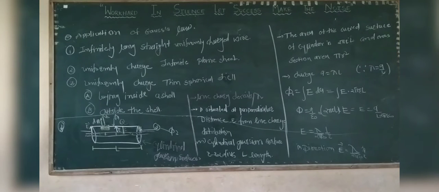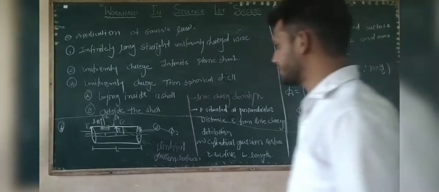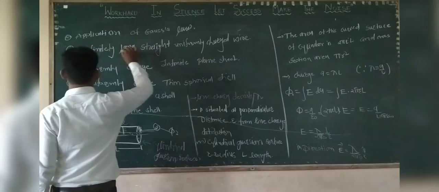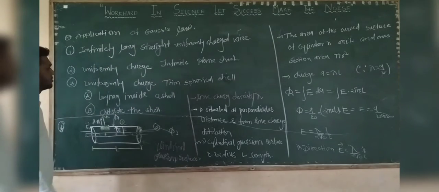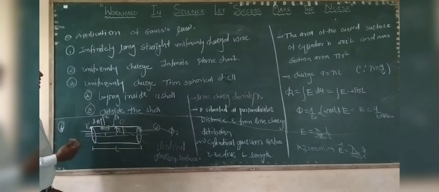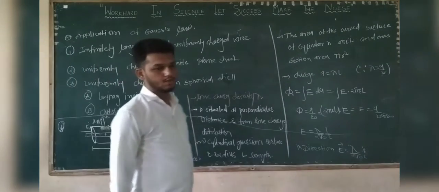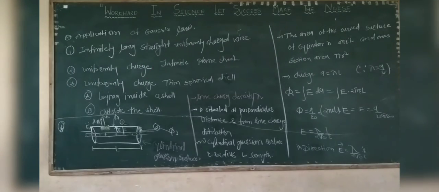So now our another topic is the applications of Gauss's law. There are three types of applications of Gauss's law. First, an infinitely long straight uniformly charged wire, and then an infinite uniformly charged plane sheet. Then a uniformly charged thin spherical shell. So these three types of applications are there, and we have to discuss these three applications.